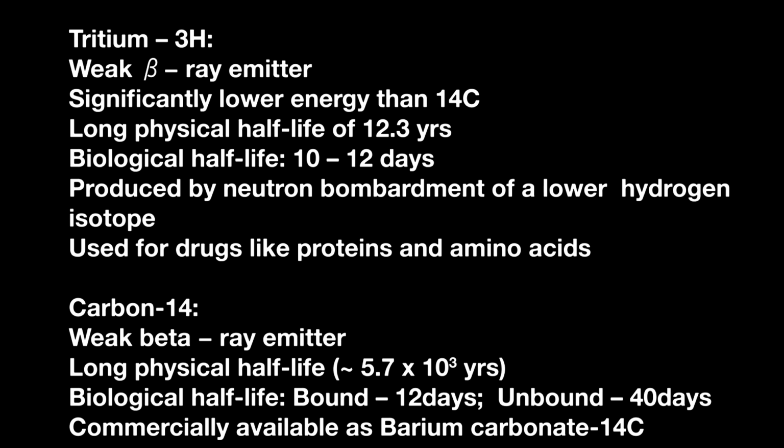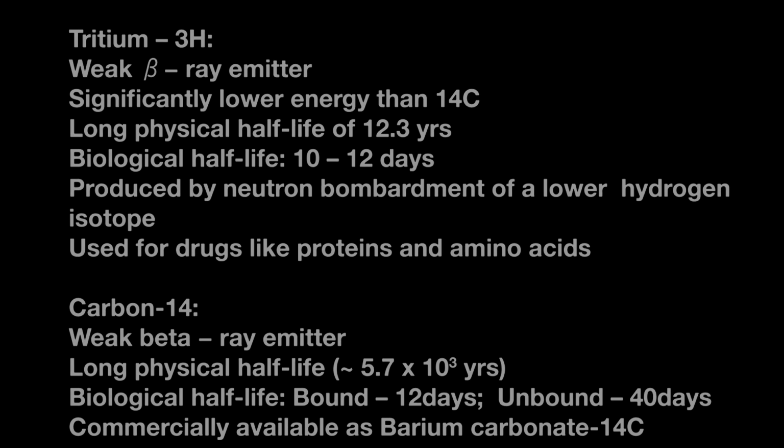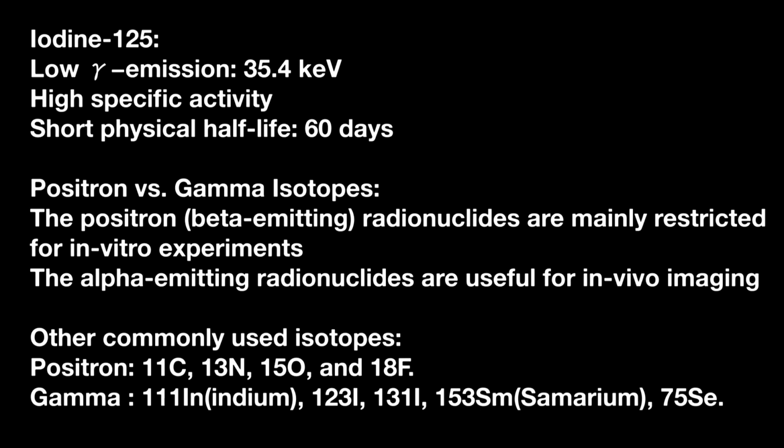And carbon-14, it is a weak beta ray emitter, long physical half-life 5.7 times 10 to the power 3 years. The biological half-life bound is around 12 days and unbound is 40 days. So commercially available is barium carbonate, carbon-14. So reagent used in RIA, that is radioimmunoassay tracer, the most commonly iodine 125, which has got low gamma emission at 34.4 keV, and high specific activity and short physical half-life, only 60 days.